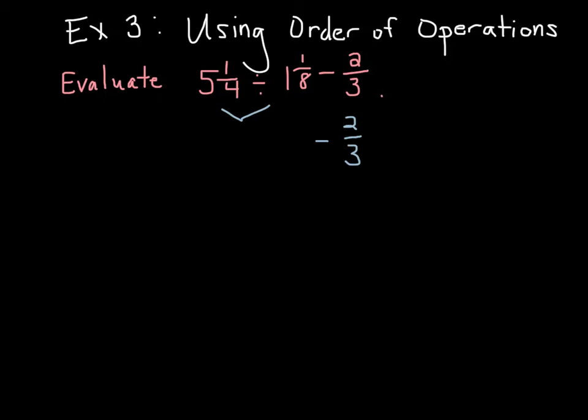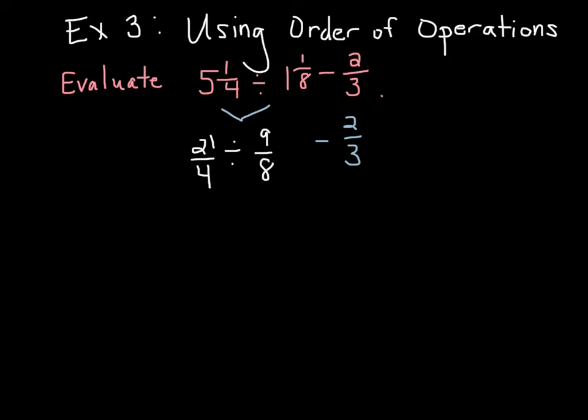And we're going to start by turning these mixed numbers into improper fractions. So 4 times 5 is 20, plus 1 is 21 over 4. And then we're going to just keep it division. We'll flip in a second. And then 8 times 1 is 8, plus 1 is 9. And again, that denominator is going to stay the same, so it's just going to be over 8.